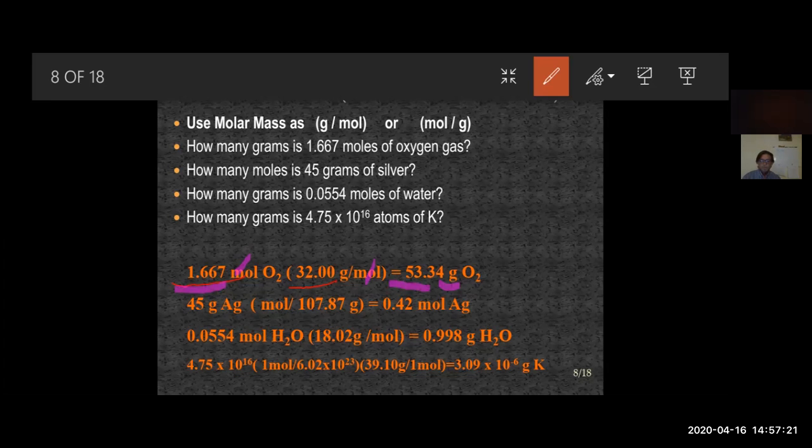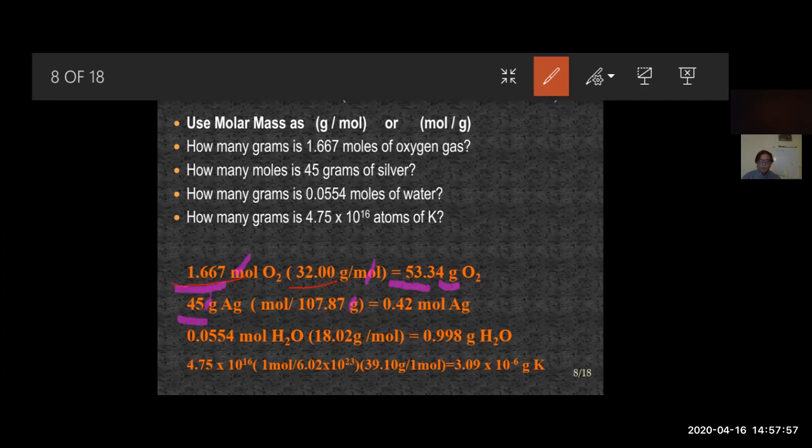Okay, the second one, we're given that we have 45 grams of silver. We look up the atomic weight of silver, which is 107.87 grams per mole. Because the problem says we're looking for moles, we want moles in the numerator. Note that my grams cancel, which again tells you I got the problem set up correctly. Now you take 45 and divide it by 107.87, and you end up with 0.42 moles of silver.